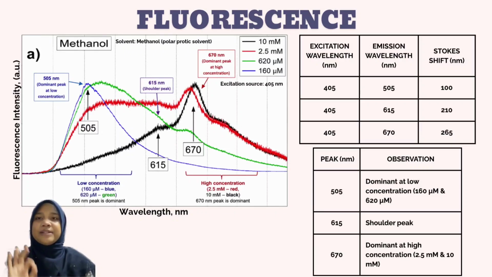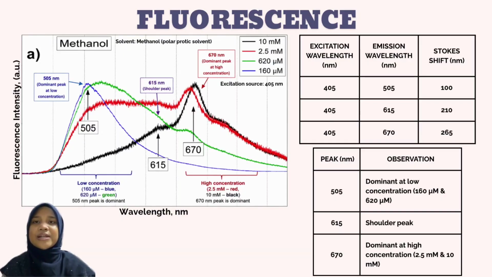Based on the spectrum, 3 fluorescence emission peaks were identified at 505 nanometer, 615 nanometer, and 670 nanometer. Using the excitation wavelength of 405 nanometer, the corresponding state shift were calculated as 100 nanometer, 210 nanometer, and 265 nanometer. The state shift indicates that after absorbing energy, quercetin loses part of that energy through molecular relaxation before emitting fluorescence. The result demonstrates that concentration has a significant effect on fluorescence intensity.